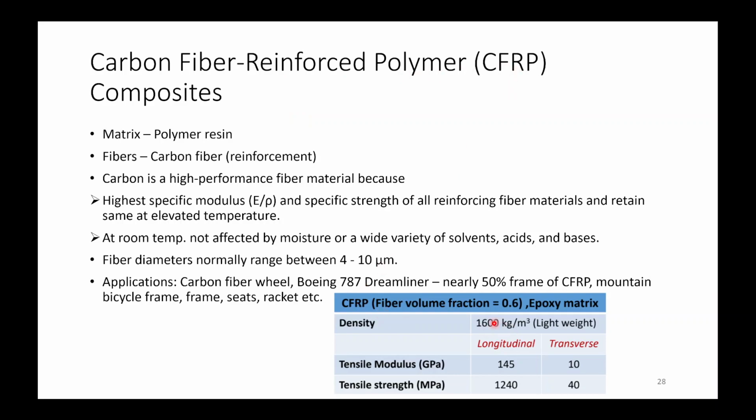Now it has a density lower compared to glass fiber. So it has 1600 kg per meter cube. And the tensile modulus is 145 and 10 in longitudinal and transverse direction, and 1240 and 40 in longitudinal and transverse direction is the tensile strength in MPa.